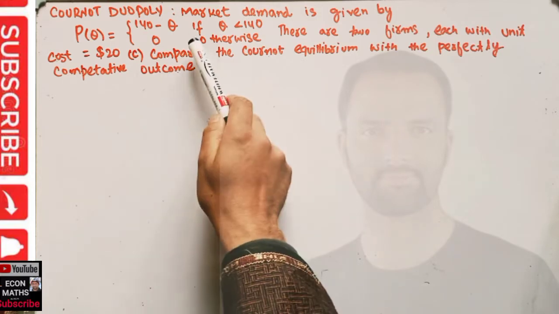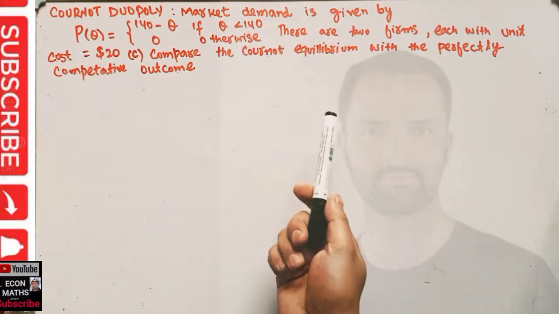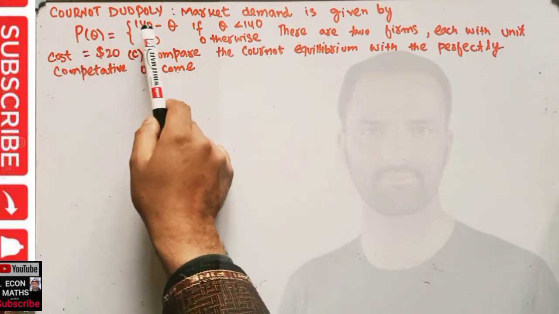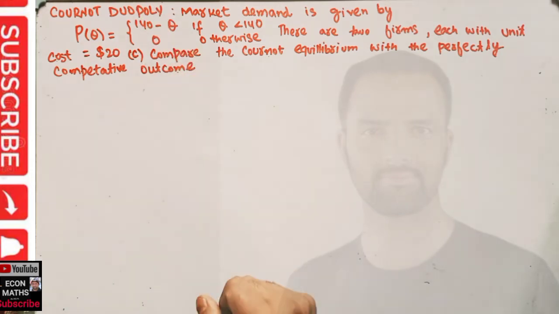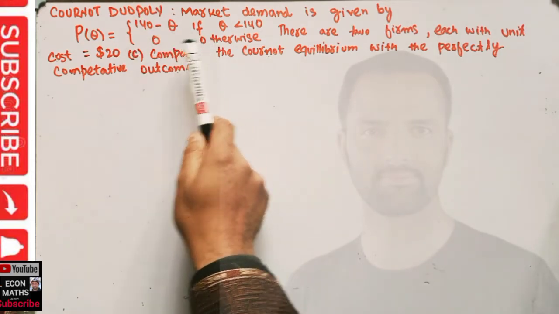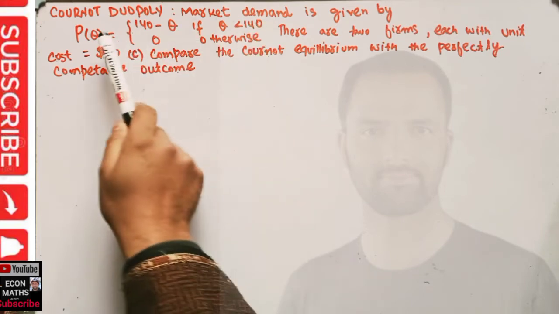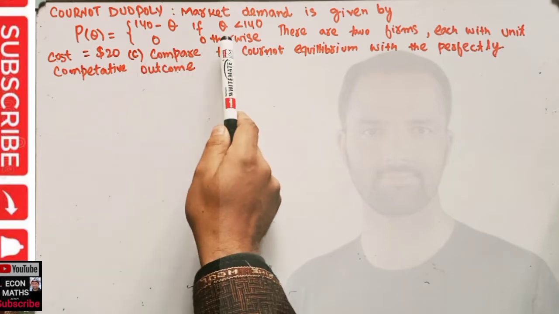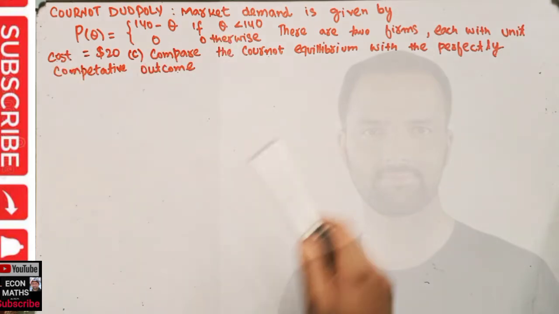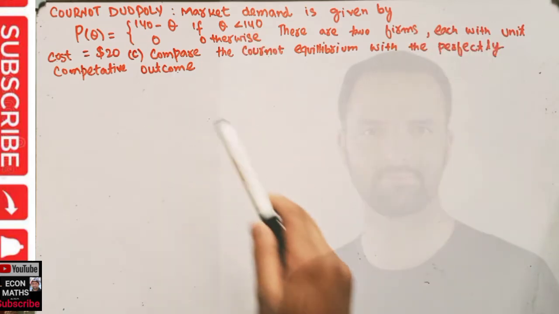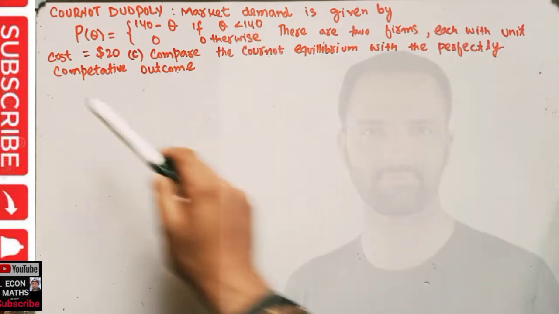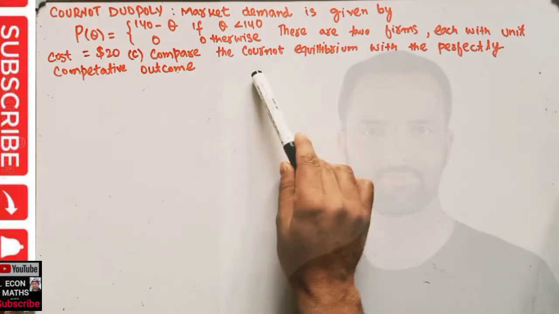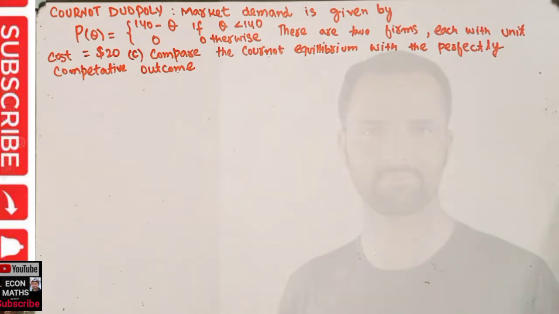The question is like this: we are given the Cournot duopoly model in which we have two firms. Market demand function is given by P is equal to 140 minus Q, where P is the price and Q is the total output, if Q is less than 140, and it is 0 otherwise. That means if Q is greater than 140. There are two firms, each with a unit cost of $20. So marginal cost is the same for the two firms. We have to compare the Cournot equilibrium with the perfectly competitive outcome.